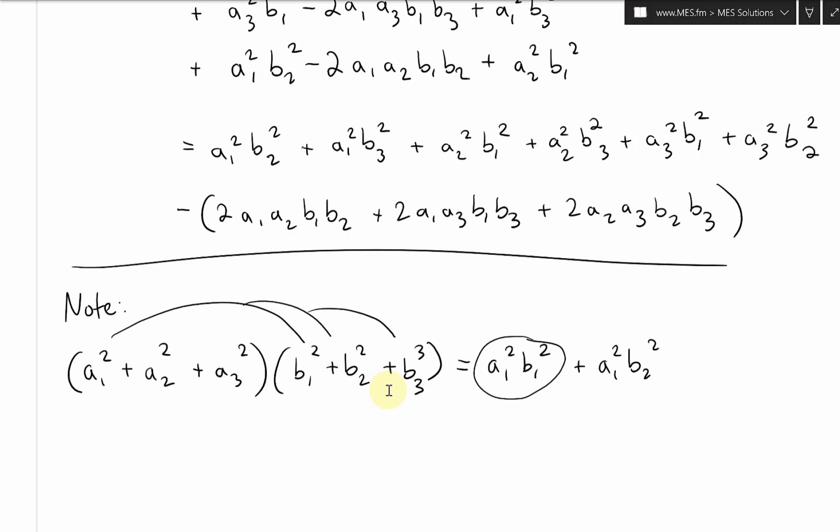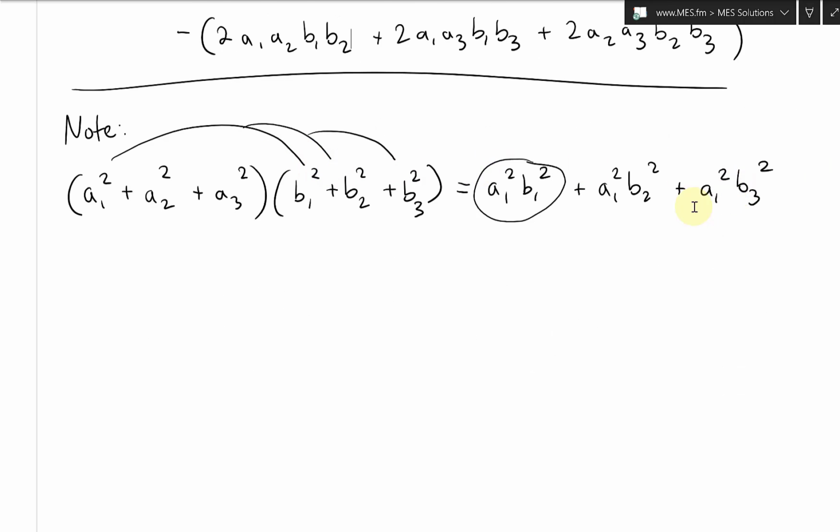And the next one's going to be multiplied out. It's going to be a1 squared, b3 squared. So we have all the ones where we have b3. It's not a cube, it's squared. And then what you'll see is this right here. Yeah, this one right here shows up here. So all the ones that don't have the same subscript are showing up there.